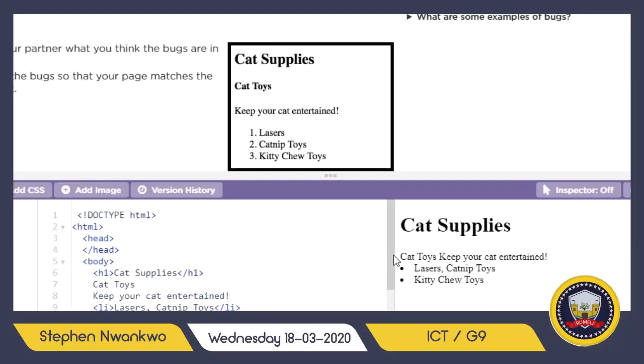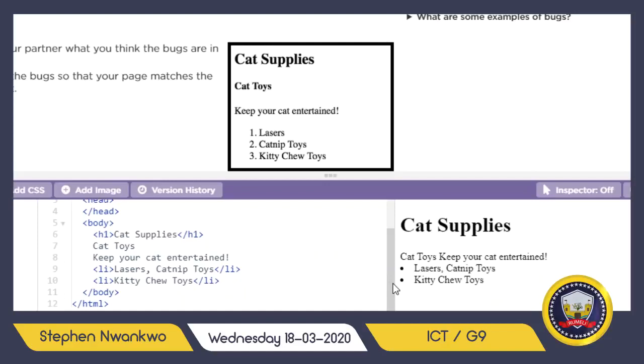So what you have to do here is to debug the web page, because it contains bugs. That is why it is not properly arranged. So the first thing we need to do is to look at the header tag. Now you come over here and look at the cat supplies tag. It's exactly the same size as this. That is H1, correct.